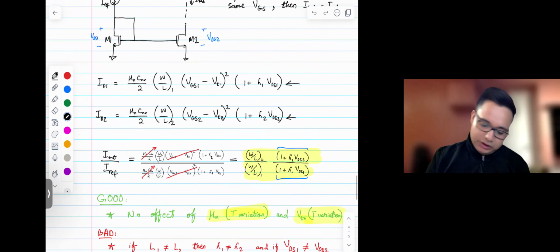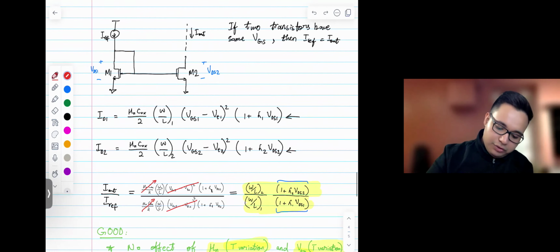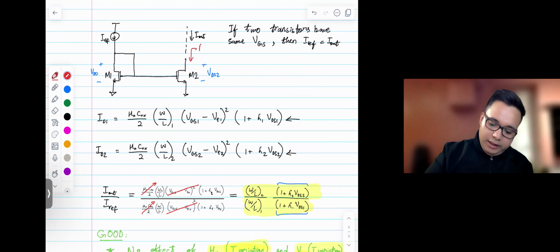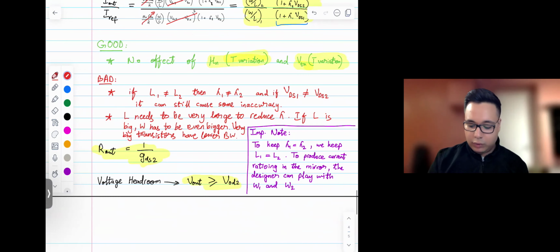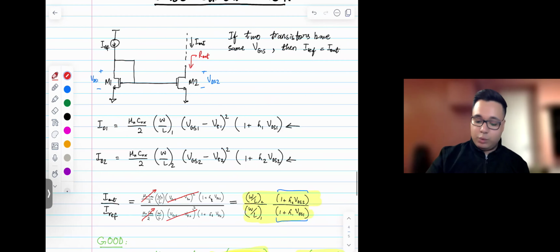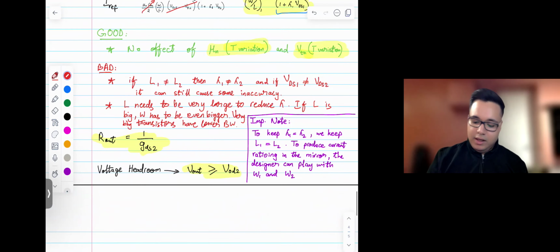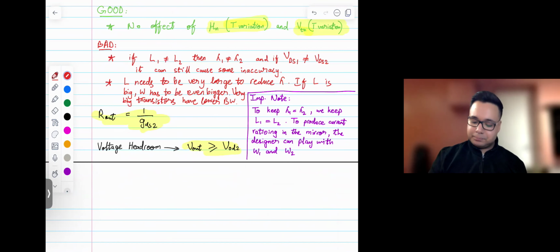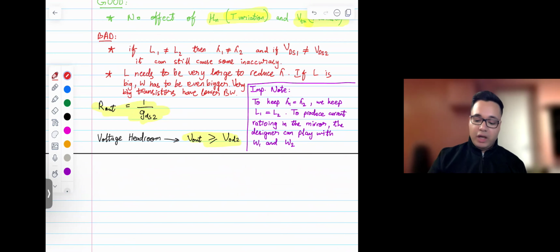Now, R out of this transistor, that's pretty simple. Looking into this node here, we see a drain. And so this would be 1 over GDS2. That's pretty straightforward. The voltage headroom would be just whatever voltage is needed to keep M2 in saturation. And so that's VOD2. And so the minimum Vout needs to be at least VOD2 or something greater.